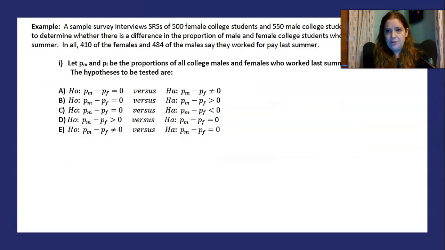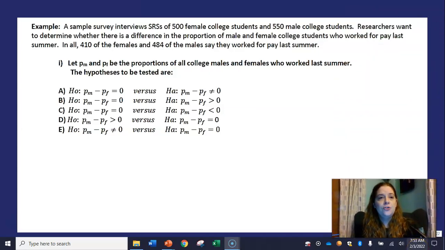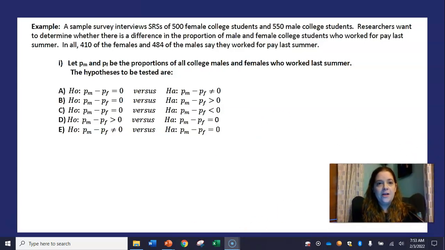It says a survey interviews 500 female college students and 500 male college students. Researchers want to determine whether or not there is a difference in the proportion of male and female college students who worked for pay last summer. In all, 410 of the females and 484 of the males say that they worked for pay last summer. Now, we did this problem yesterday in the notes, but we did a confidence interval, I think, to estimate this true probability. Okay, and so it says, let PM and PF be the proportions of all college males and females who worked last summer. All right, so as we're looking at this question, this is a multiple choice question.